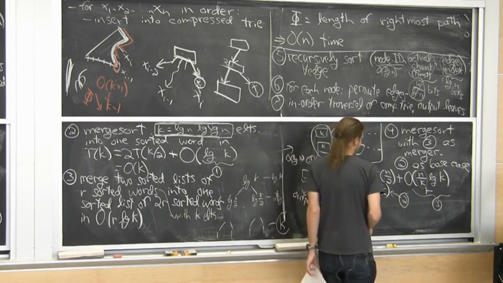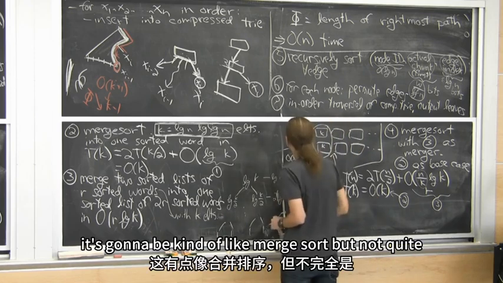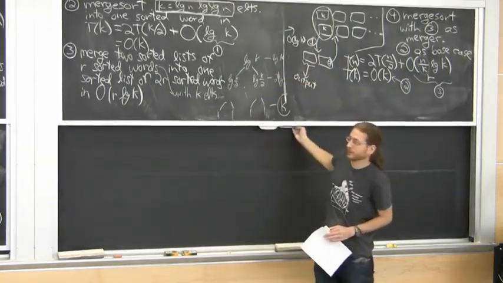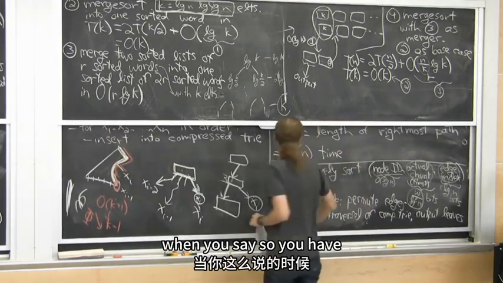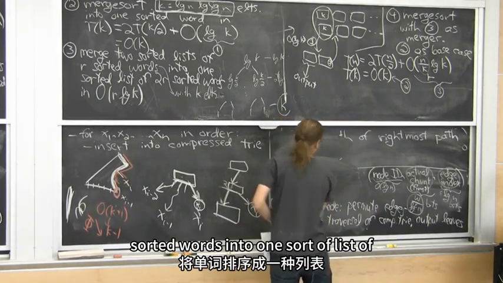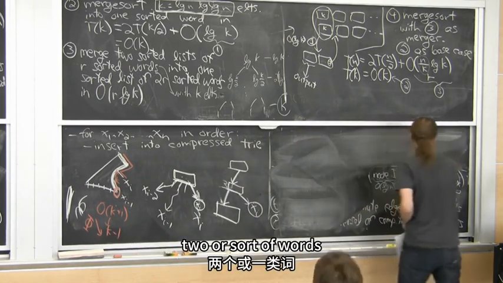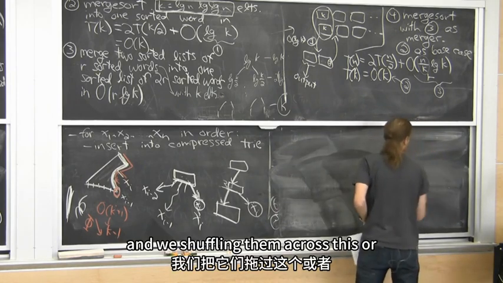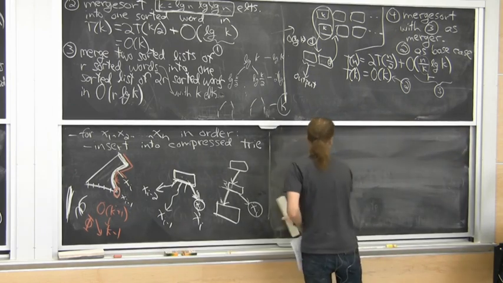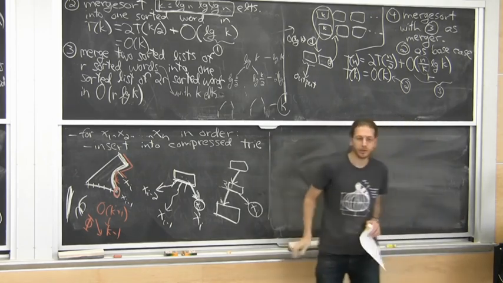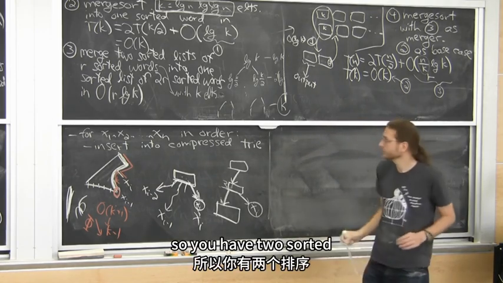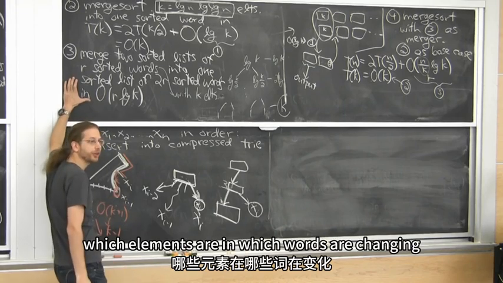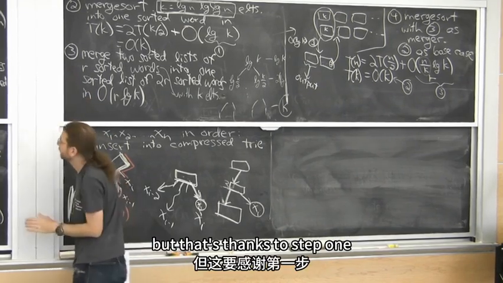Well, how's it going to work? It's going to be kind of like merge sort, but not quite. So, question? When you say, so you have, in step 2, you're merging 2 lists of sorted words into one sorted list of 2 sorted words. Does that imply actually taking the elements within the words and reshuffling them across words? Or you may have to do that, right? Say that again? So you have two sorted lists of R sorted words. Yeah, the words are going to change. Which elements are in which words are changing. But that's thanks to step 1.